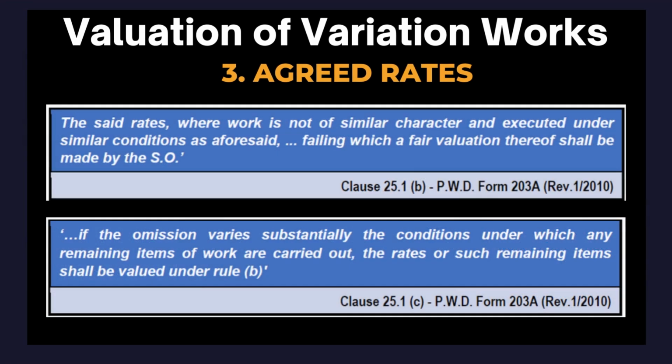In PWD 203A, the agreed rates method of valuing the variations is explained in Clause 25.1b, where it states that the said rates, where work is not of similar character and executed under similar conditions as aforesaid, failing which a fair valuation thereof shall be made by the SO. And also in Clause 25.1c, where, if the omission varies substantially the conditions under which any remaining items of work are carried out, the rates of such remaining items shall be valued under Rule B.